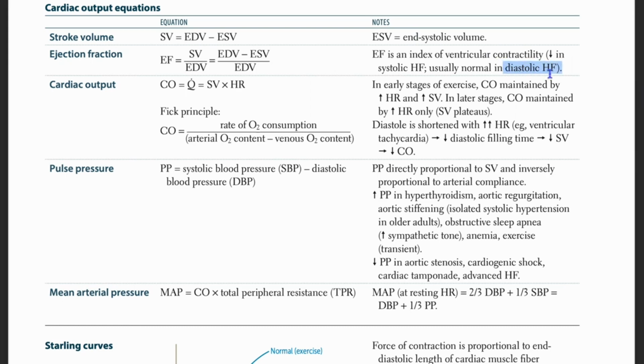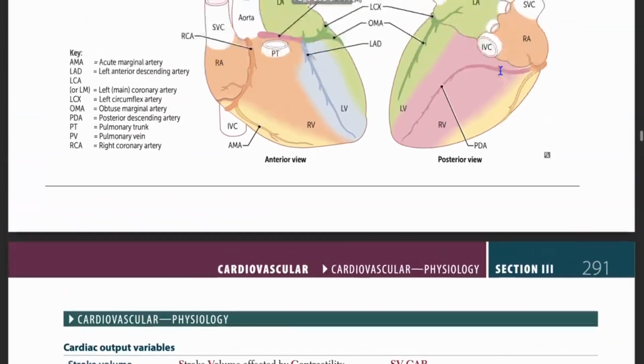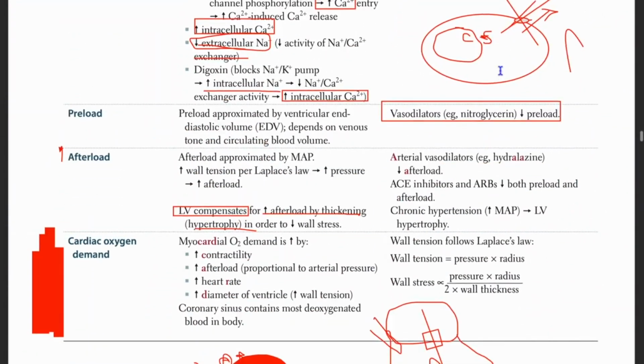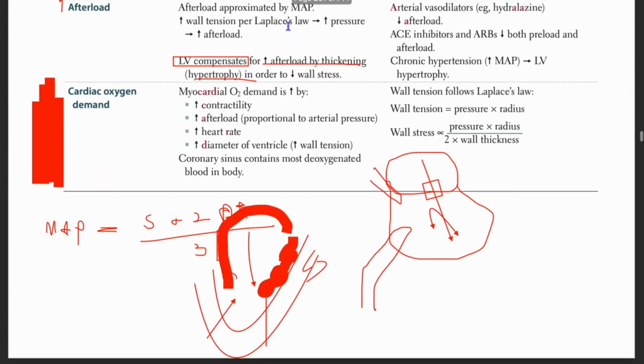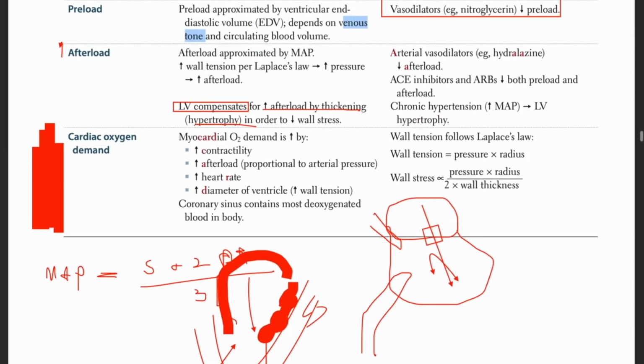Maybe it's not enough blood coming in, or too much blood coming in, or something like that. Because diastolic depends on two things, right? Preload. So preload, approximated by ventricular end-diastolic volume, depends on venous tone and circulating blood volume. So venous tone is like the veins, right? If you have hypertension, then you're going to have this problem right here.